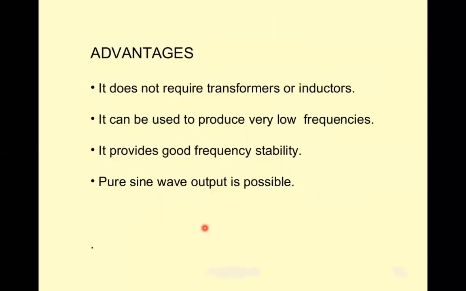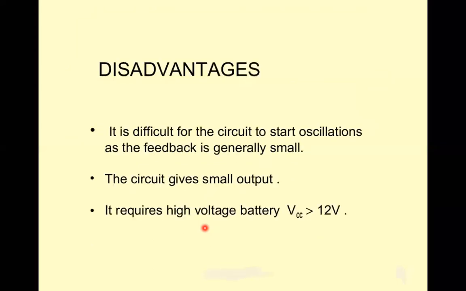And what are the advantages? Let us see the advantages. We have huge advantages of this. It does not require transformers or inductors because we are using an RC network, so there are no inductors in the circuit. It can be used to produce very low frequencies. It produces good frequency stability, and a pure sine wave output is possible. So these are a few of the advantages of RC phase shift oscillators, and there are certain disadvantages also.